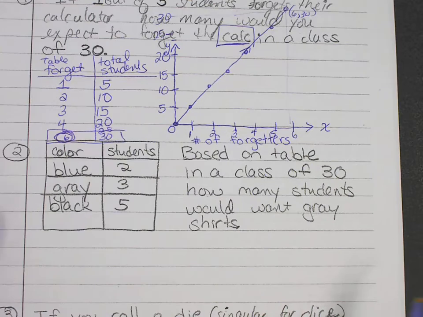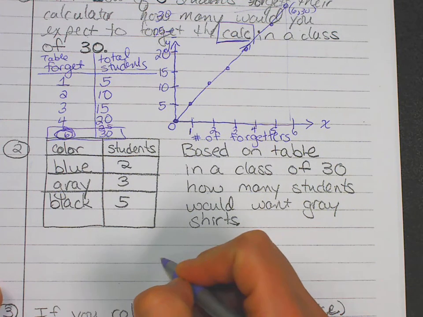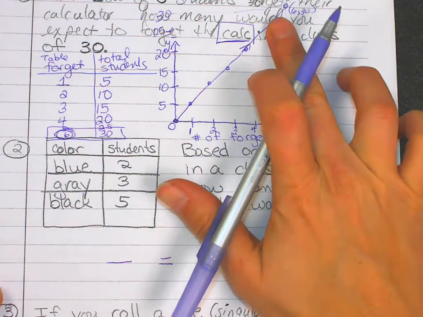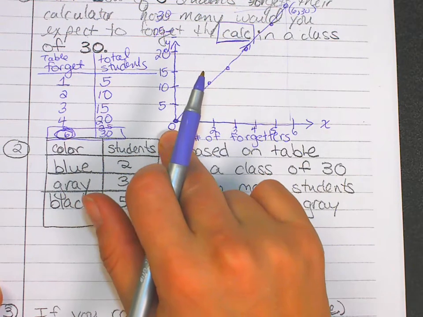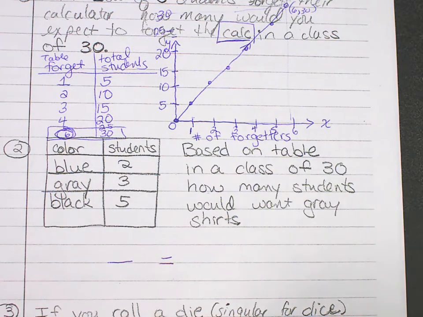Let's look at the next one where I give you the table. Based on the table, in a class of 30, how many students would want gray shirts? This time, this is a proportional relationship. It is a straight line through 0, 0, and it is a constant unit rate. So you can see why this is in my proportionality chapter.